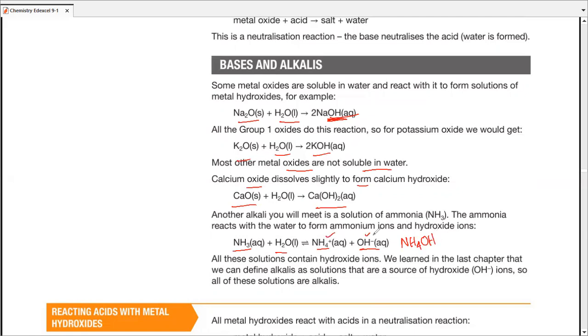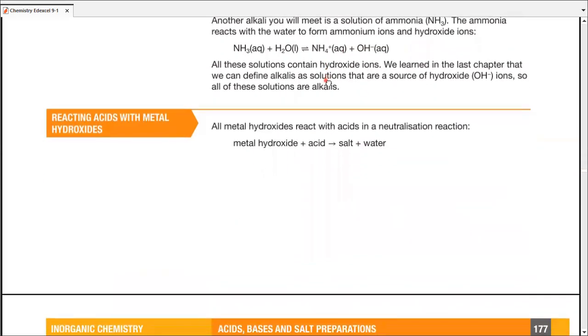It can be written separately or together as an aqueous compound. It's up to you. We sometimes also write this as NH3 aqueous. It's up to you which way you would like to write it. Both ways are acceptable and get you complete marks.